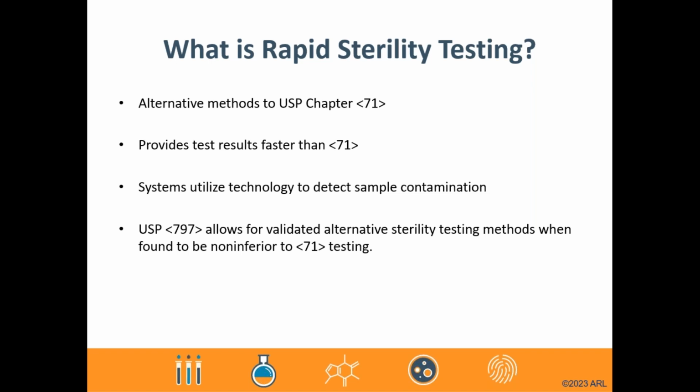USP 797 states for products that require sterility testing, the testing must be performed according to USP 71 or a validated alternative method that is non-inferior to that USP 71 testing.